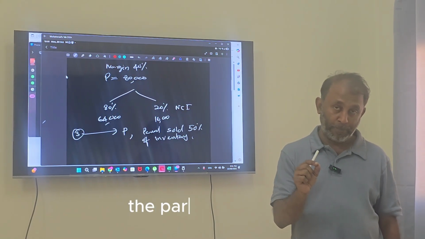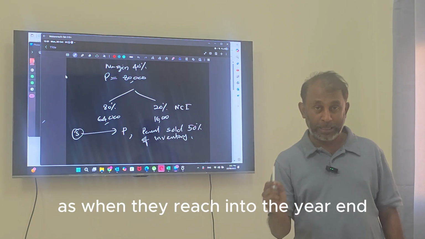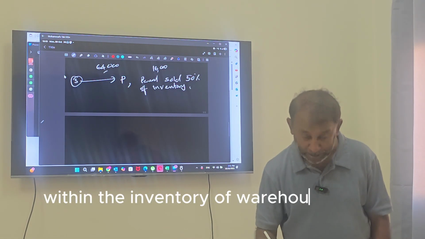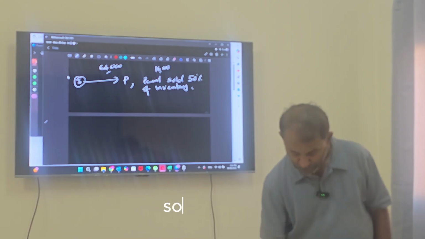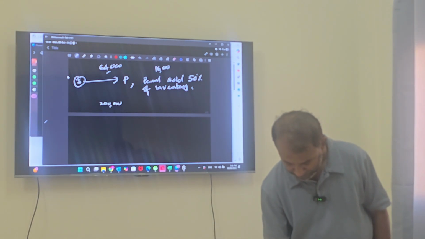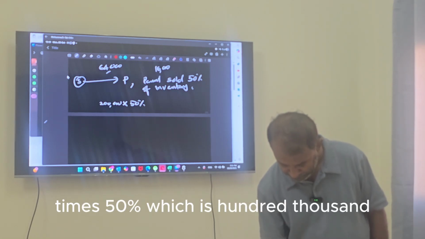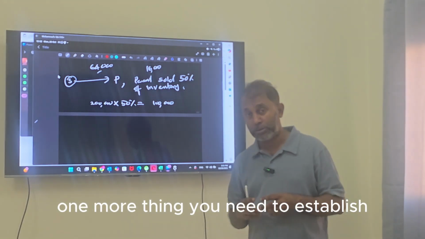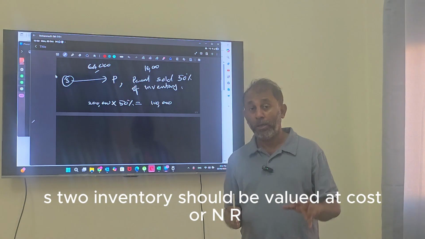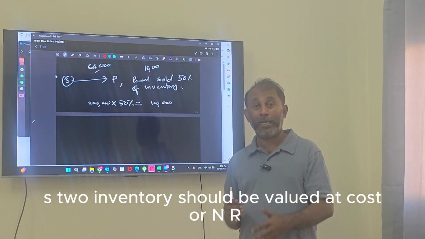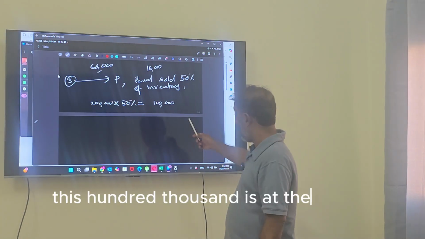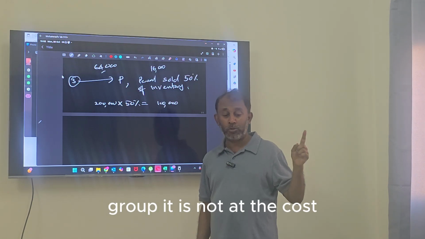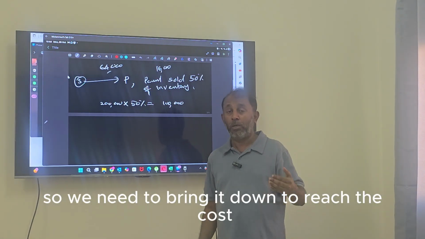Now when the parent company reaches the year end, they have sold 50%. So how much inventory must there be in the warehouse of the parent? 200,000 times 50%, which is 100,000. This is only the inventory value. One more thing you need to establish: according to IAS 2, inventory should be valued at cost or NRV, whichever is lower. So this 100,000 is at the selling price to the group. It is not at cost.